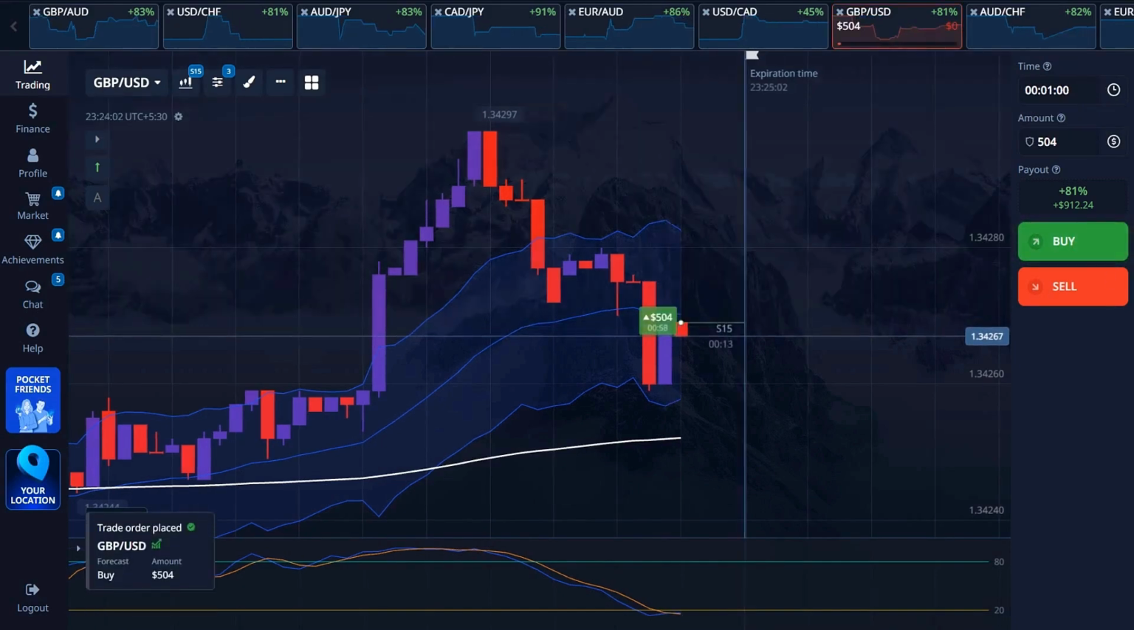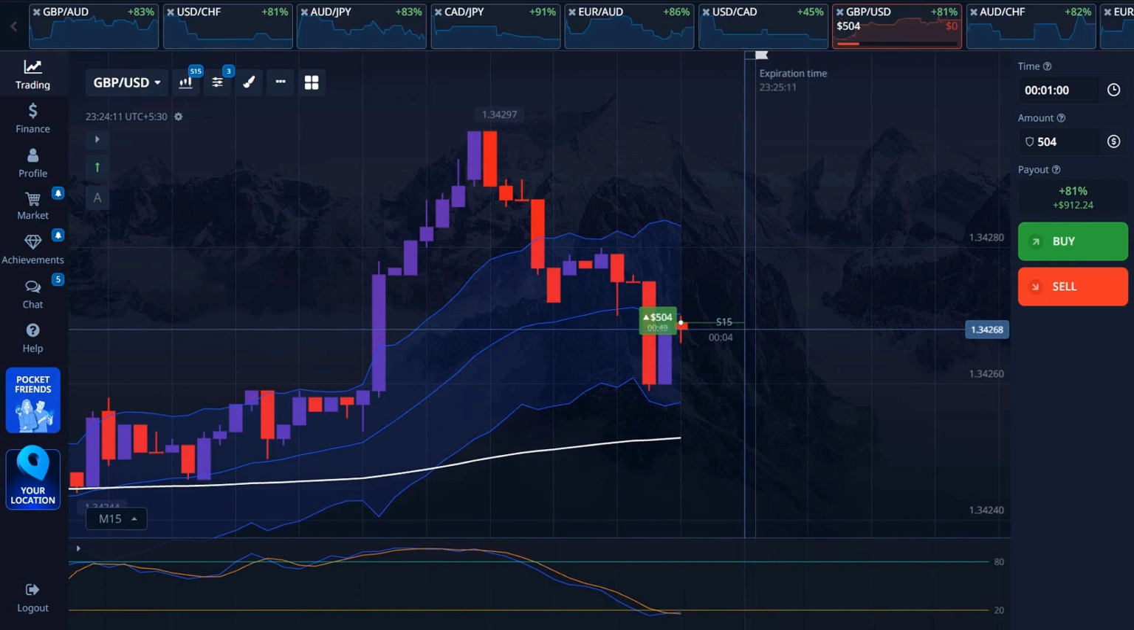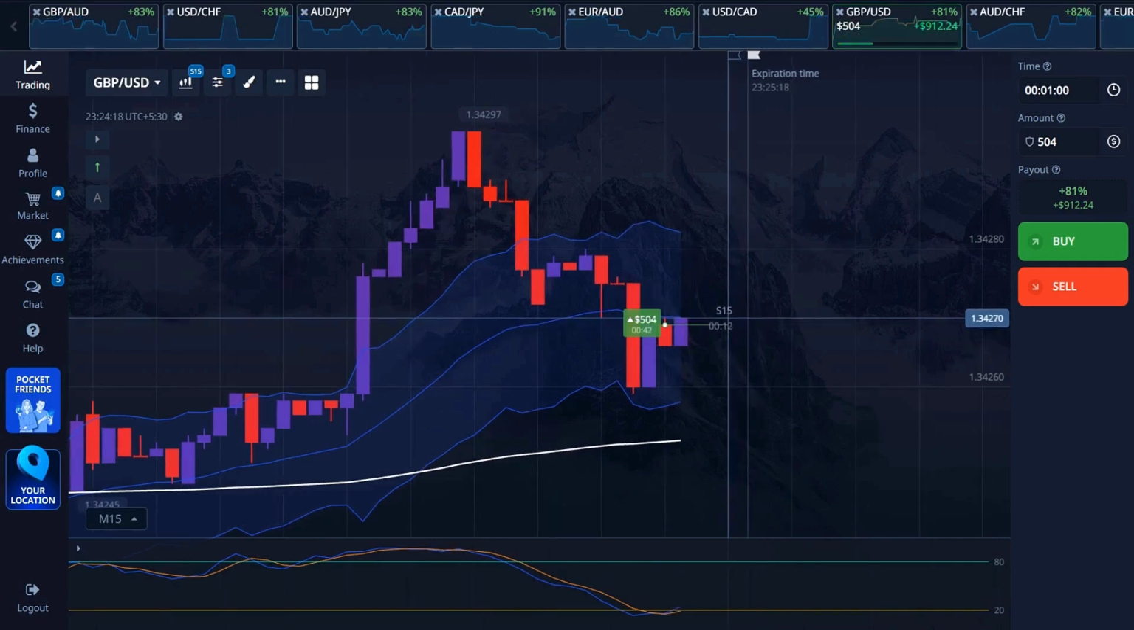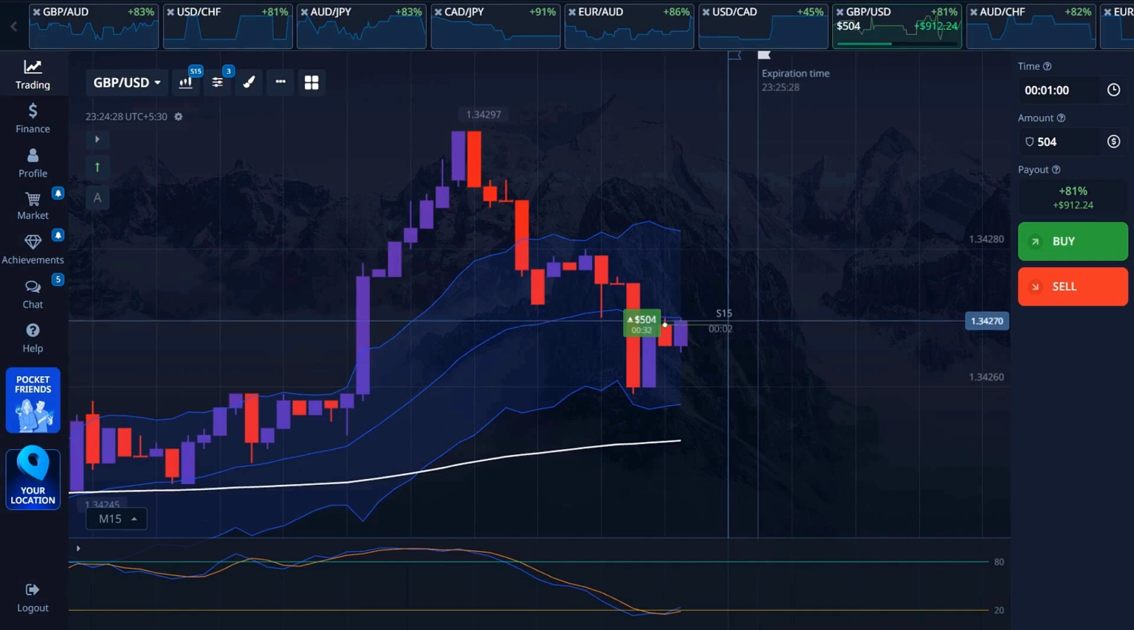Alright traders, here's our setup for a buy trade. Price is above the EMA 200, which means we're in an uptrend. The candle has just touched the lower Keltner band, and the stochastic is deep in the oversold zone and starting to curve upward. That's all 3 confirmations in place, so I'm entering a 1-minute buy trade right here.